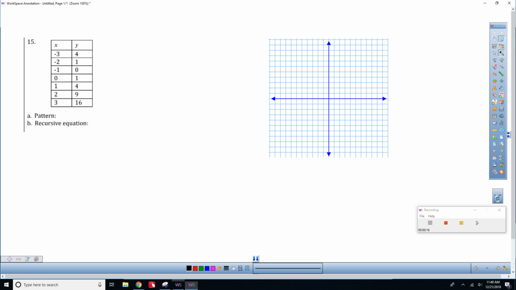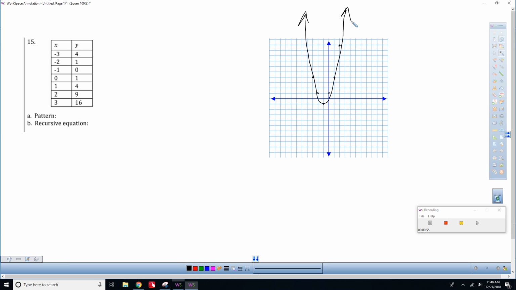This is a tough question, so I'm finally getting to the spot where I can answer it. Let me just plot these real quick. -3, 4, -2, 1, -1, 0, 0, 1, 1, 4, 2, 9, and 3, 16. So maybe you've got enough mathematical experience to see that this is forming a parabola, okay?